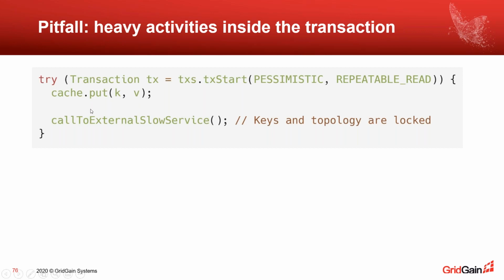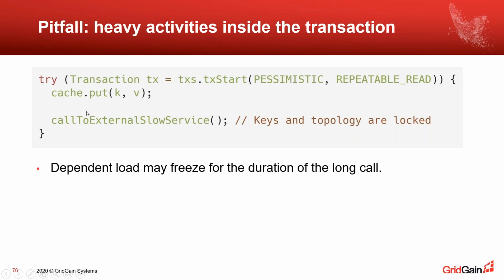If they do this, during this operation keys and topology will be locked. It's okay, but if this operation is really slow, they will be locked for the whole time of this slow call. It also means that dependent loads, which, for example, want to acquire locks on the same key, will freeze for the whole duration of this long call. And in case of the so-called partition map exchange, all of the load will freeze for the duration of this slow call. There is always such a risk.